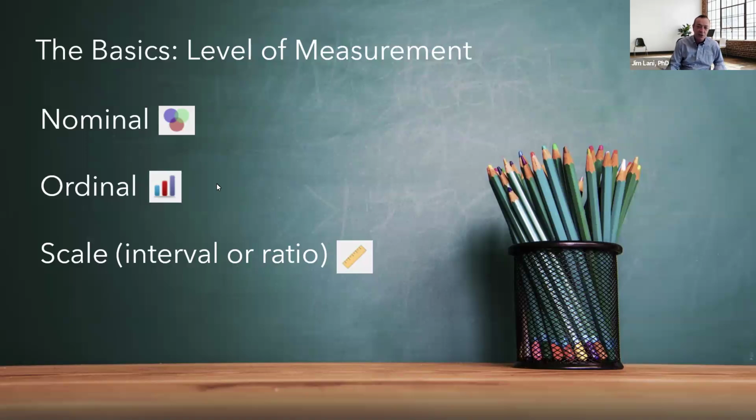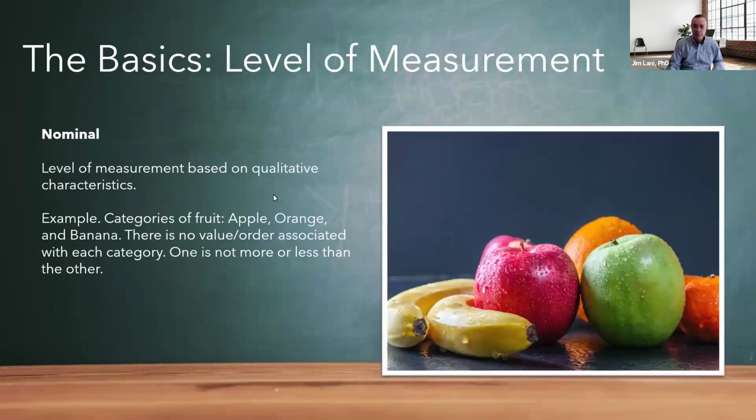And these icons are spread throughout the tool. Nominal is basically just a name. It's just categories. It could be fruit: orange, banana, apple. It could be political affiliation: Republican, Democrat, Independent. It could be anything. There's no order to it. It's just aspects of that category.